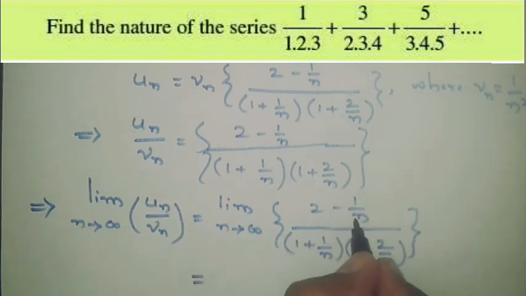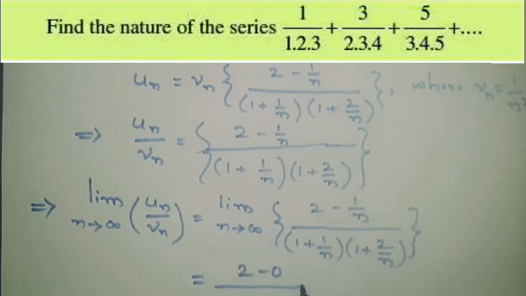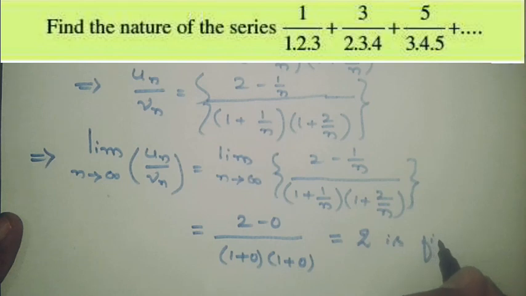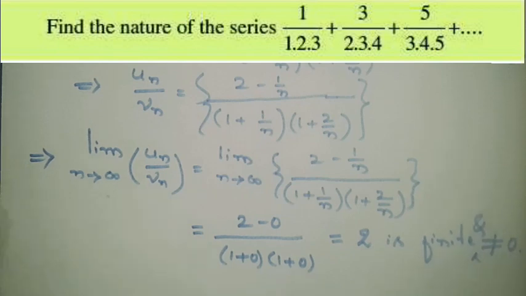So this is equal to, when we substitute infinity here, 1 by infinity is 0, 2 minus 0 divided by, here it is 1 plus 1 by infinity is 0, 1 plus 0. Here it is 1 plus 2 by infinity is again 0, 1 plus 0. So the answer is 2 by 1. So 2 is a finite value and not equal to 0. Finite and non-zero value we got for this limit.